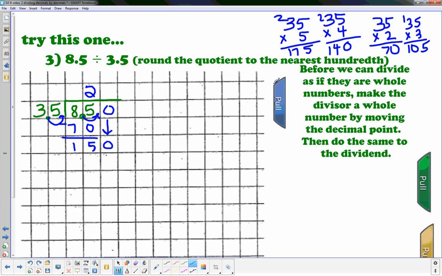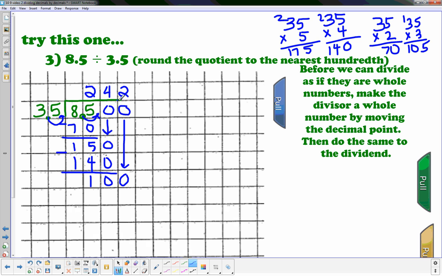Ooh, 140 is a lot closer. So, closest I can get to 150 is 140. Subtract, and I get 10. Well, remember, we're not going to have any remainders, so let's put down another 0. Now I'm dividing by 100. So 35. What's the closest I can get to 100? Oh, 3 is too much. So I'm going to have to do 2.